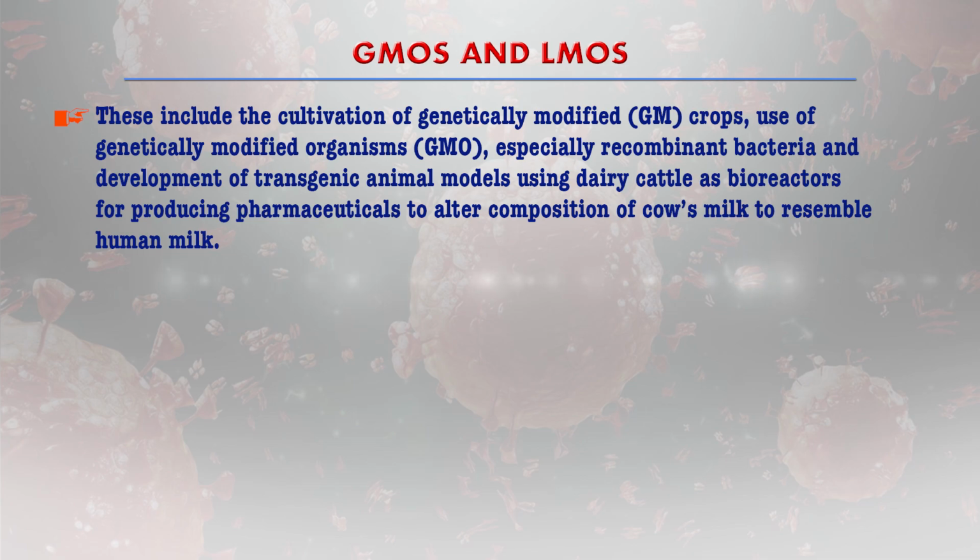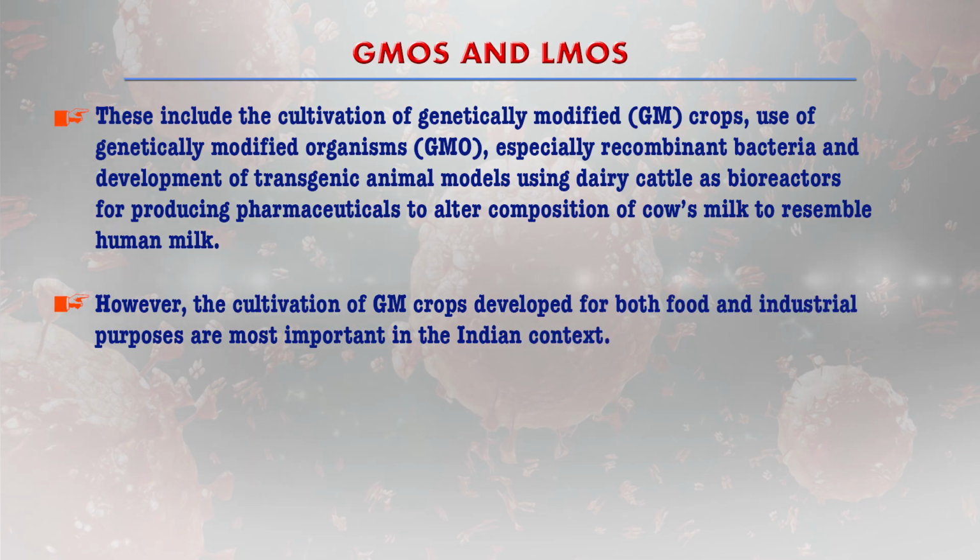These include the cultivation of genetically modified or GM crops, the use of genetically modified organisms, especially recombinant bacteria, and the development of transgenic animal models using dairy cattle as bioreactors for producing pharmaceuticals. They can alter the composition of cow's milk, for example, in order to resemble human milk. This is just an example. However, the cultivation of GM crops developed for both food and industrial purposes is most important in the Indian context.